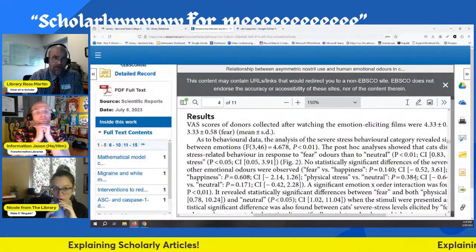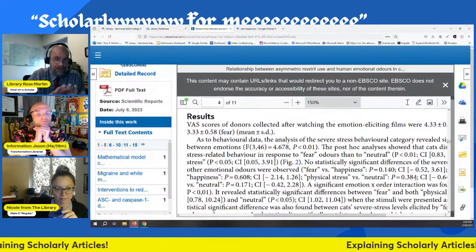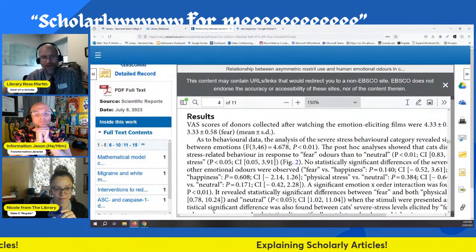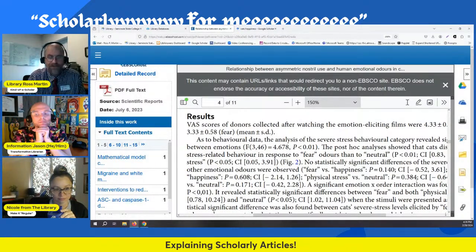Now, then you're going to see the results. This is where they're going to tell you everything that they found in their study using those math equations that they use to test their results.